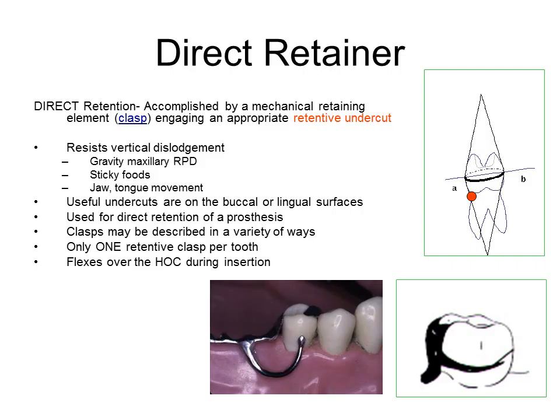The direct retainer, also known as a clasp, acts to retain the partial denture against vertical dislodgement. Only one retentive clasp is used per abutment tooth. The clasp functions as a retainer by the degree to which the tip of the clasp resists flexure over the height of contour of the abutment.